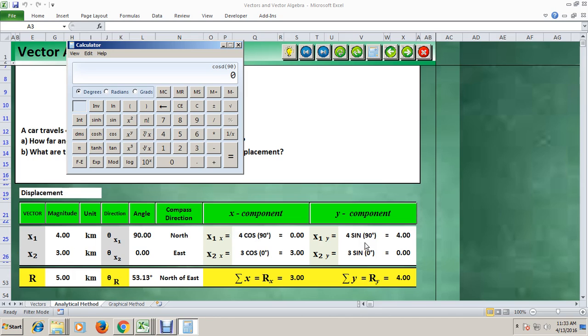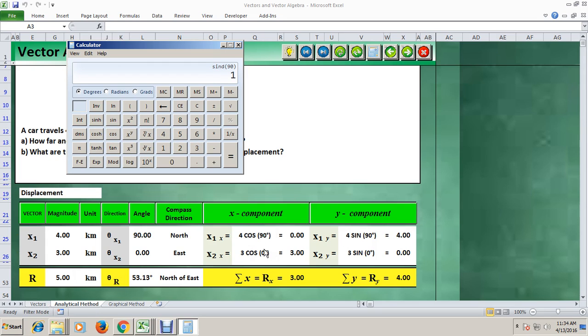Whereas if you compute for the sine of 90, that gives you 1. You multiply it with 4, gives you 4. So let's verify that. We have 90 and sine. There. So you have sine 90 degrees gives you 1. So this is 1 times 4 gives you 4.